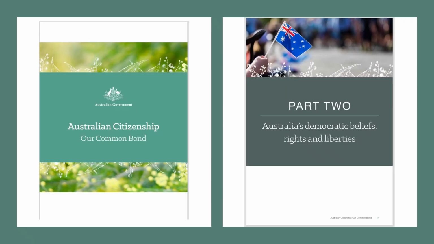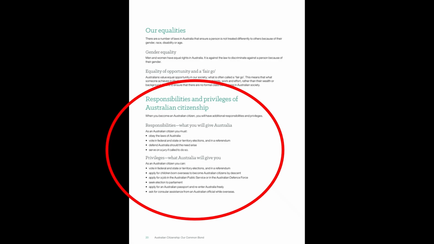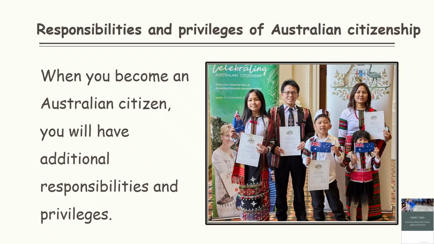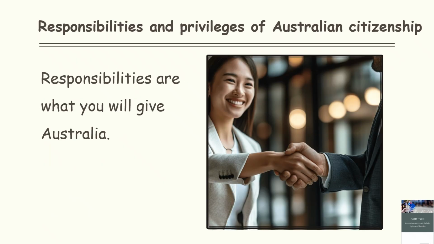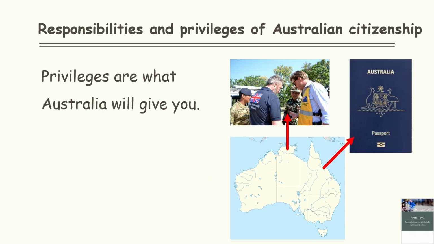Today's episode is taken from Part 2 of Australian Citizenship, Our Common Bond. We're going to have a look at responsibilities and privileges of Australian citizenship on pages 20 and 21. When you become an Australian citizen, you will have additional responsibilities and privileges. Responsibilities are what you will give Australia. Privileges are what Australia will give you.